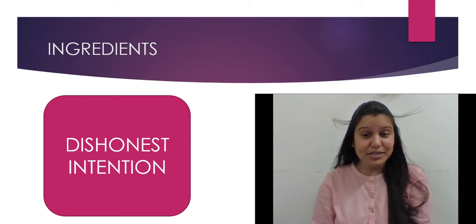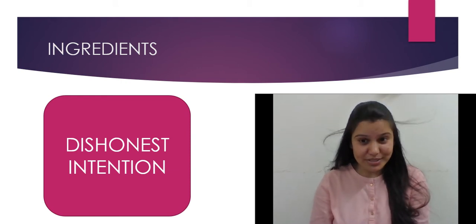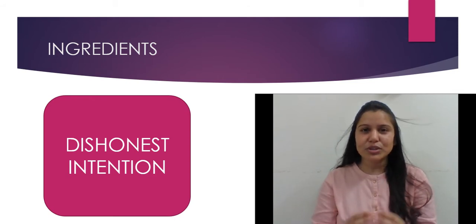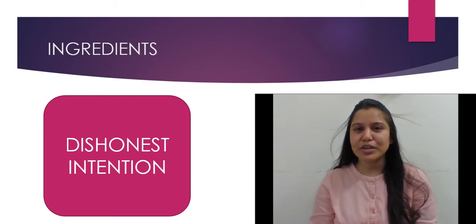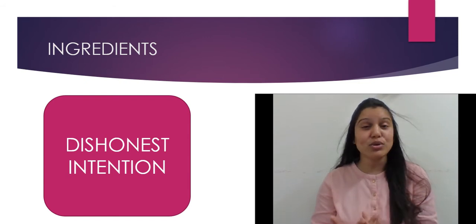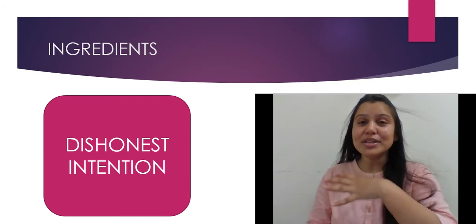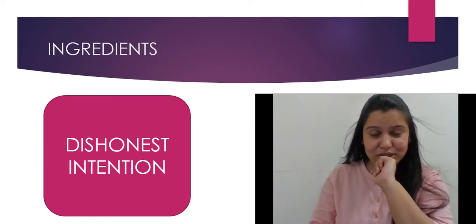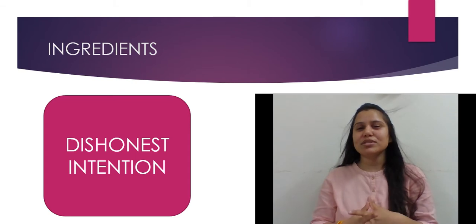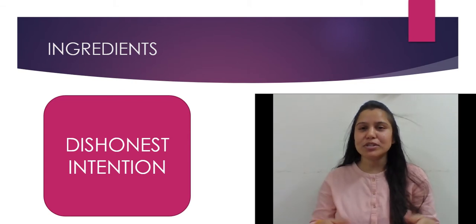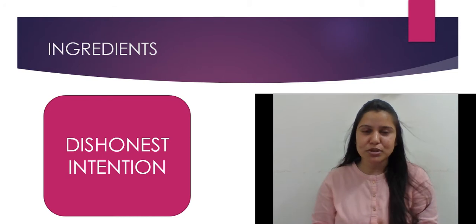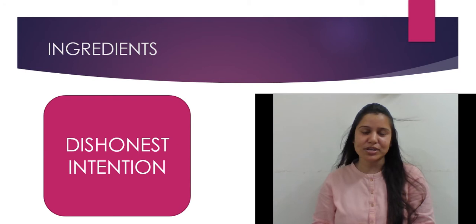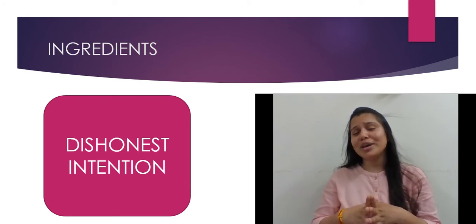So the first ingredient here is the dishonest intention. Under theft, the very essential and the very first element is the dishonest intention. So when you are taking away a property, there has to be a dishonest intention. Now you must be thinking, it is very simple to define theft. When somebody takes your wallet, of course, that person must have had the dishonest intention. Now, what is there to mention under a section like this? Let me give you one very simple example.